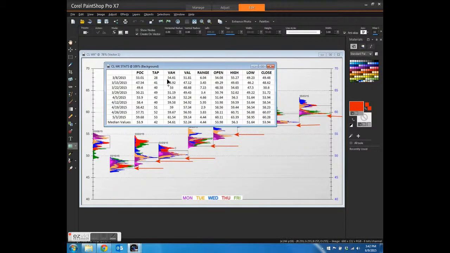All the information seen in the chart is also shown in the spreadsheet that appears whenever you create a chart on the website. So you always know what the exact value area highs and lows are.